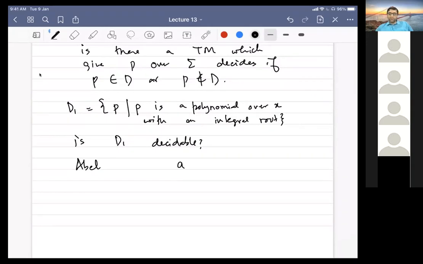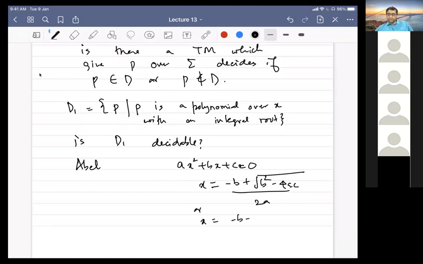For example, if I give you a polynomial ax squared plus bx plus c equal to 0, it's a quadratic equation. I know there are two roots. So I know there are two roots. x is equal to minus b plus square root of b squared minus 4ac divided by 2a, or x is equal to minus b minus square root of b squared minus 4ac divided by 2a. So these are two possible roots.